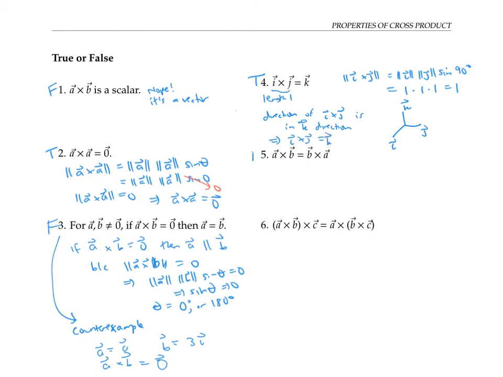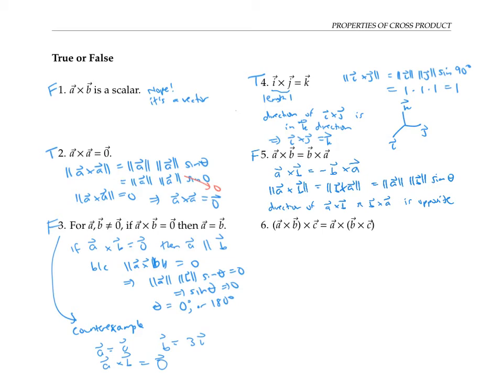The fifth statement is false. A cross B is not equal to B cross A. It's the negative of B cross A. One way to see this is that the length of A cross B and B cross A is the same, since both are given by the magnitude of A times the magnitude of B times sine of the angle between them. But the direction of A cross B and B cross A is opposite, because when we apply the right-hand rule to A cross B, our thumb goes one direction, and if we do B first and then A with the right-hand rule, our thumb points exactly the opposite direction.